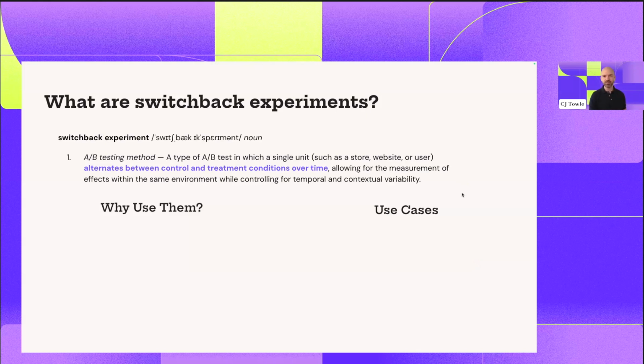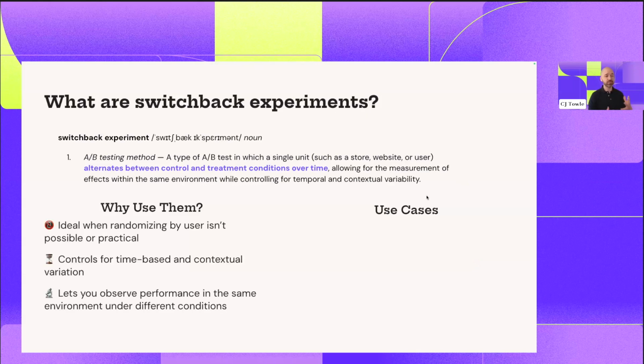So why would you do that instead of a traditional A/B test? Sometimes randomization is not possible by user. With EPO, we make that a lot easier, but in general, that can be a challenge if you don't have a good way to target these users. The major thing is it controls for time and context-based variations. So if you do see shifts through those, switchback experiments can level those out. And then most importantly, what my two examples are going to be, it lets you evaluate performance in different environments under different conditions.